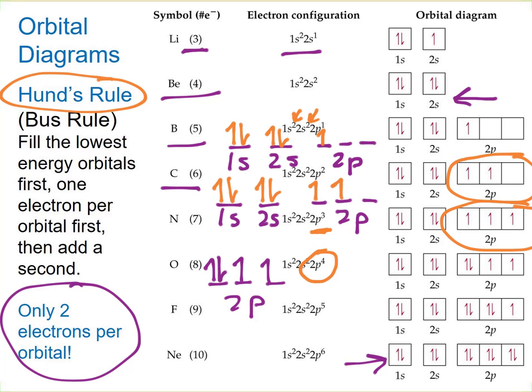So if you have a P or a D or an F, the electrons are always filled in this way. They spread out. You put all the up arrows in all the P's or the D's and the F's, and then you would put the down arrows in. So again, that's known as Hund's rule or the bus rule, meaning when you get on a bus, everybody gets their own seat until all the seats are filled, and then you have to start sharing.